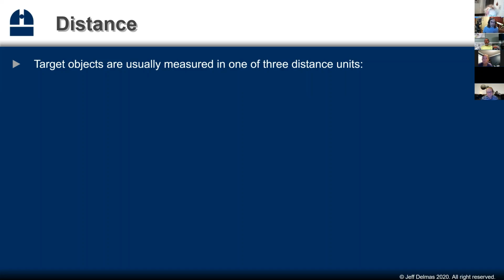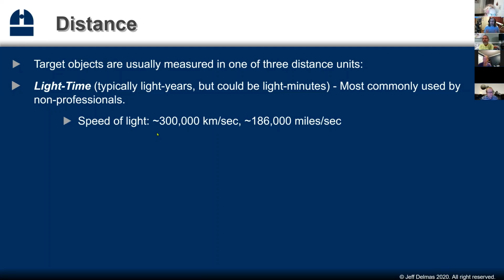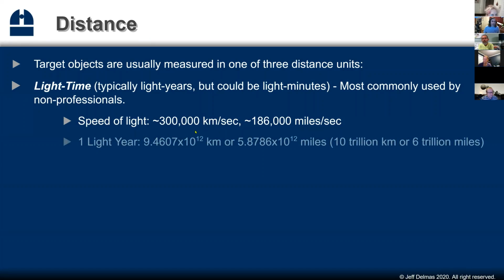But the objects are usually measured in one of 3 distances. So you're probably most familiar with light time, light years, but it could be light minutes or light hours. This is most commonly used by non-professionals for long distances, for great distances. Now, the speed of light is 300,000 kilometers per second, and that is an easy number to remember. If you try to remember it in miles per second, it's a little bit harder, 186,000. But this number becomes very convenient in a lot of situations.